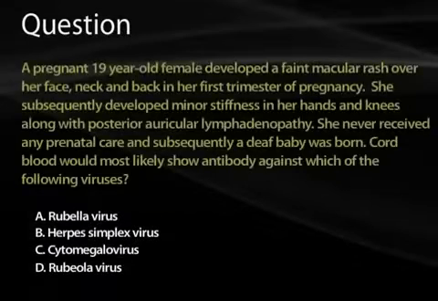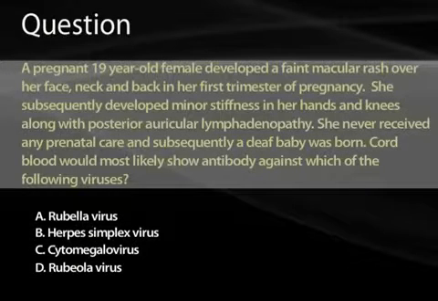Next question. A pregnant 19-year-old female developed a faint macular rash over her face, neck, and back in her first trimester of pregnancy.